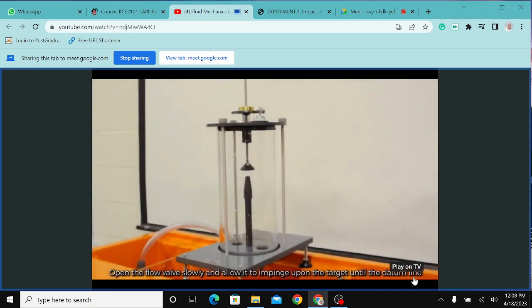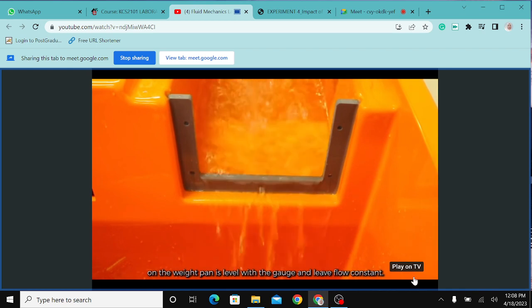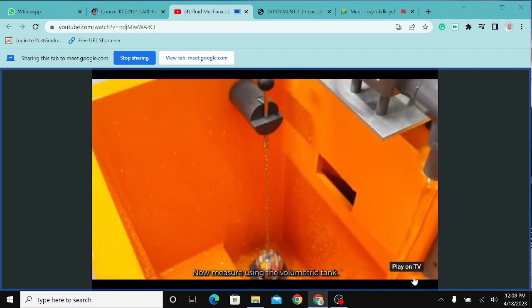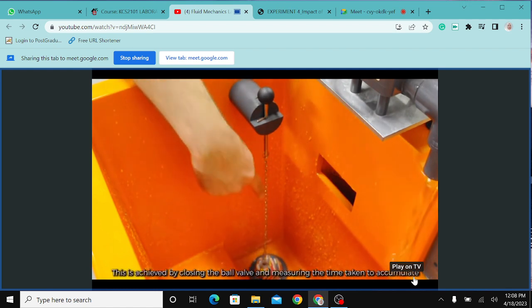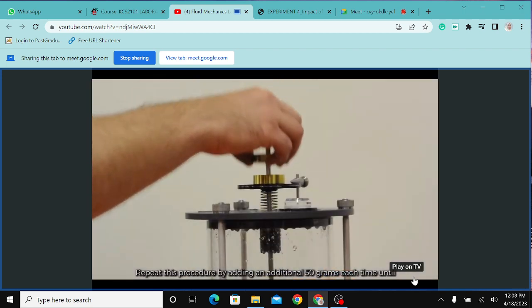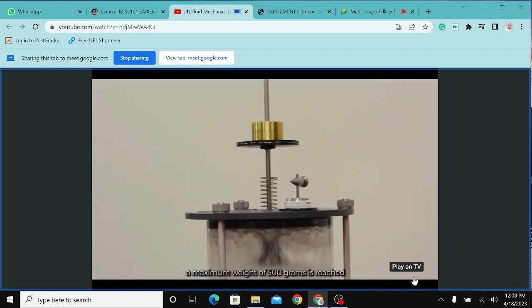Open the flow valve slowly and allow it to impinge upon the target until the datum line on the weight pan is level with the gauge and leave flow constant. Observe and note the flow behavior during the test. Now measure using the volumetric tank. This is achieved by closing the ball valve and measuring the time taken to accumulate a known volume of fluid in the tank, as measured from the sight glass. Repeat this procedure by adding an additional 50 grams each time until a maximum weight of 500 grams is reached.